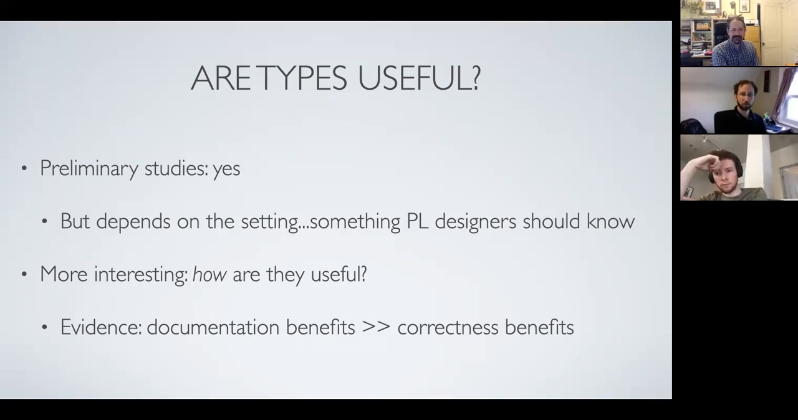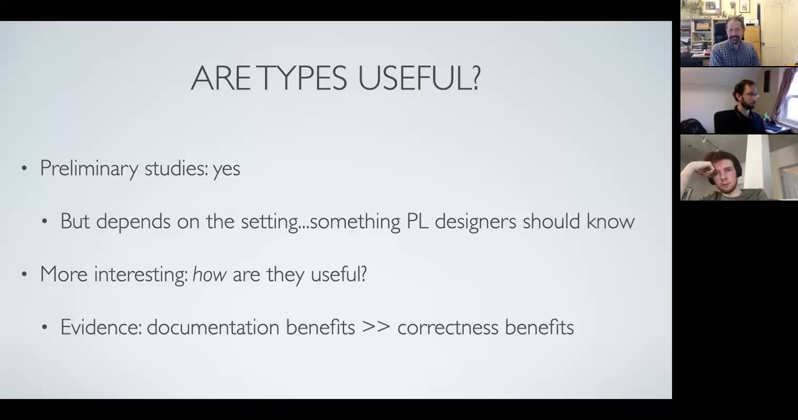What's the evidence? There's too much evidence, actually, to put on one slide. There are a lot of studies. Many of them show that there is some benefit from types. Some actually show that there isn't. What's interesting is that it appears to depend on the setting, on what task you ask people to do in a typed language versus an untyped language. In some tasks, we see benefits from types. In others we don't, and perhaps we see benefits from dynamically typed languages.